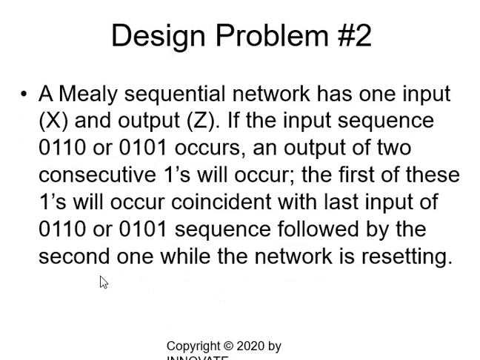In design problem number 2, I would like to design a Mealy sequential network with one input X and one output Z. If the input sequence 0, 1, 1, 0 or 0, 1, 0, 1 occurs, an output of 2 consecutive ones will occur. The first of these ones will occur coincident with the last input of the 0, 1, 1, 0 or 0, 1, 0, 1 sequence, followed by the second one while the network is resetting.